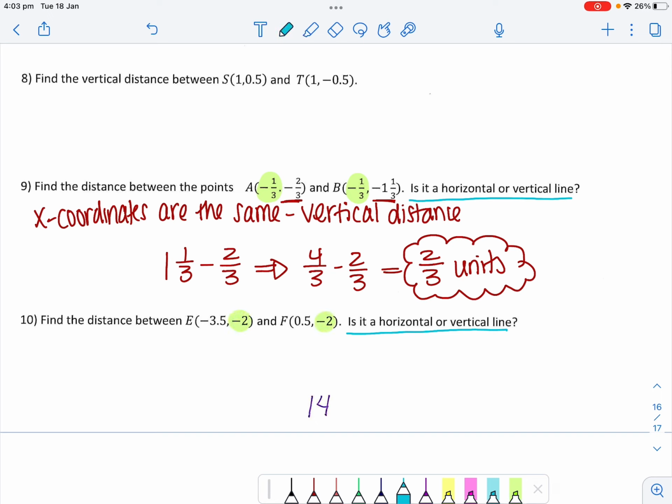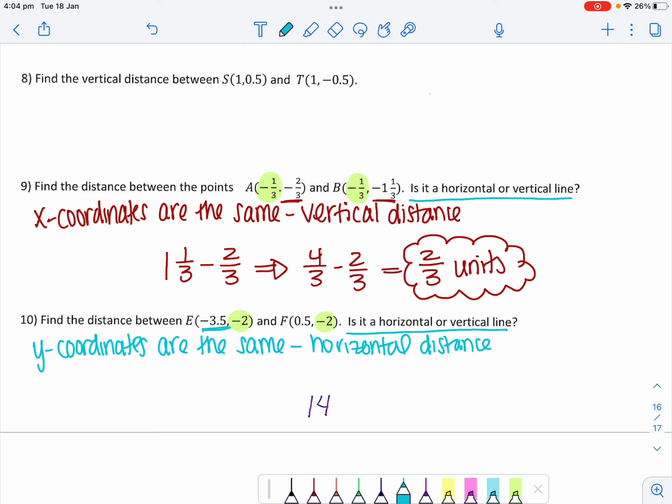Number 10 says find the distance between -3.5, -2, and 0.5, -2. This is going to be horizontal distance. So y coordinates are the same. My two signs here are opposites. So I'm going to do 3.5 plus 0.5, and I get 4 units.